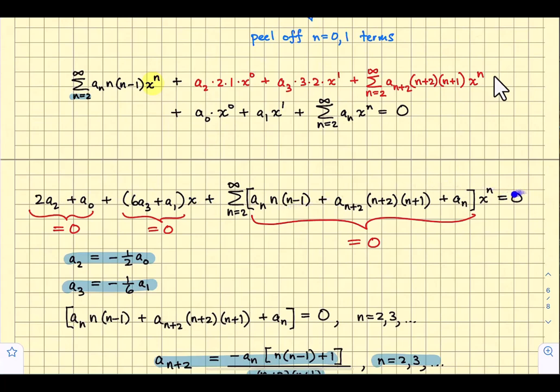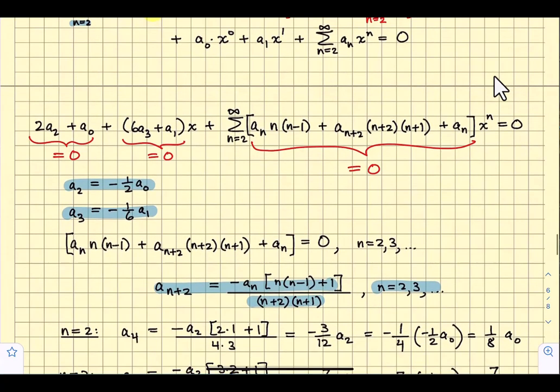This is an infinitely long polynomial, and it equals 0. The only way that can be true is if the constant term, the conglomeration here that is playing the role of the constant term, has to equal 0. The coefficient that is playing the role of the coefficient of the x term has to be 0. And the coefficient, whatever it is that's playing the role of the x to the n coefficient, has to be 0. So notice this whole chunk has to be 0. This chunk has to be 0. And this chunk in brackets has to be 0.